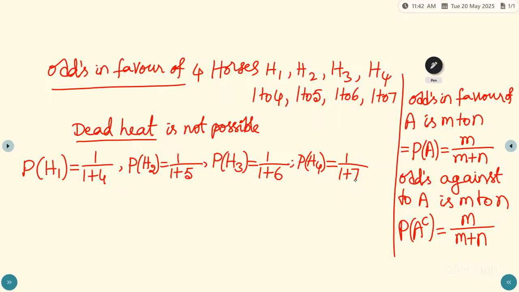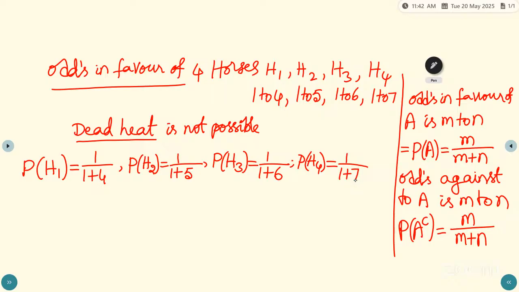What is the meaning of dead heat? If two or more than two are winning the race, then that race is going to get cancelled by saying that it is a dead heat. Dead heat means the organizer will cancel the event if two or more than two win the race. That is important. It is not the temperature which makes it dead.